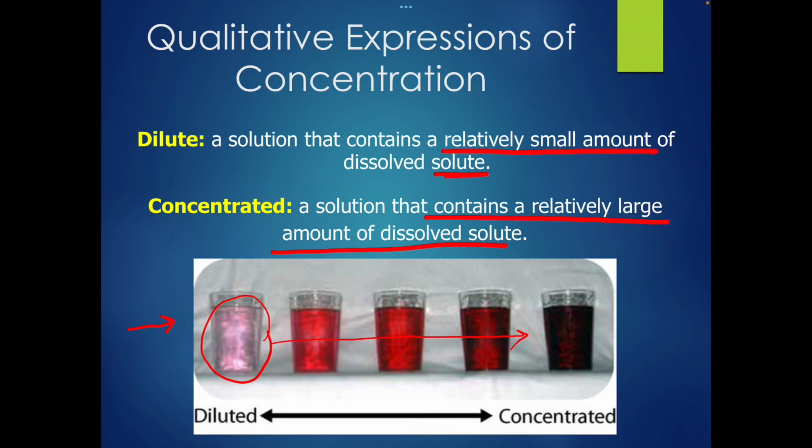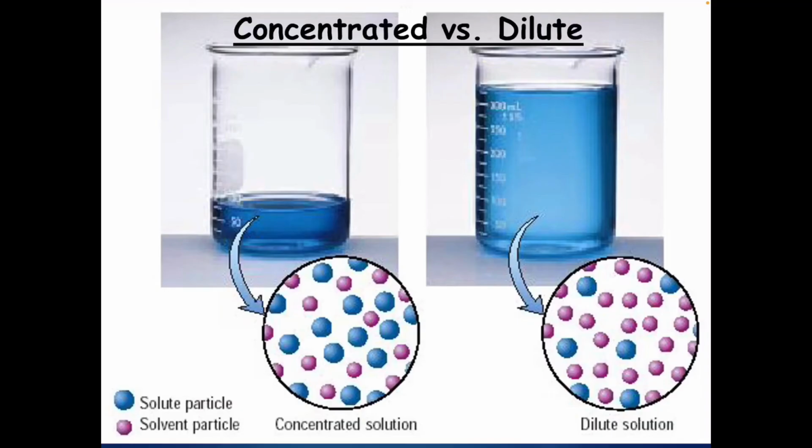So again, it's all relative here, right? One of them would be dilute because there's not a bunch, and the other one would be concentrated because there's more, but you really have to have something to compare it to if you're saying dilute and concentrated. So here's another way of looking at it.